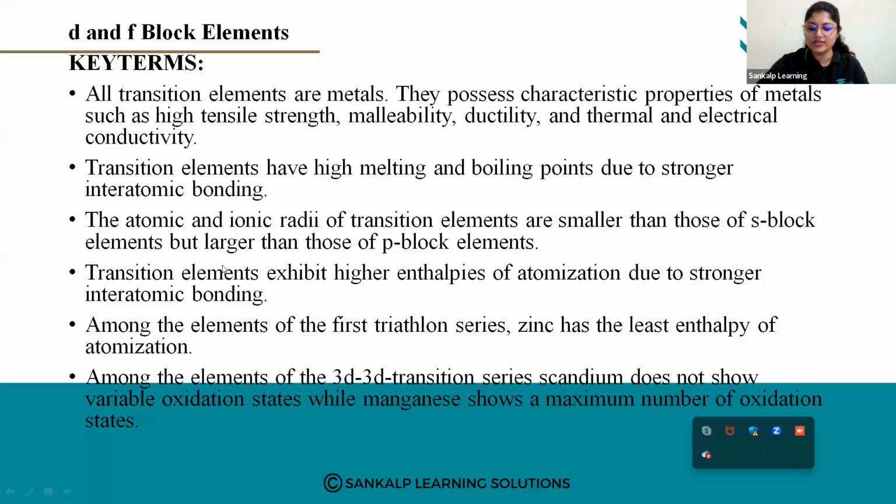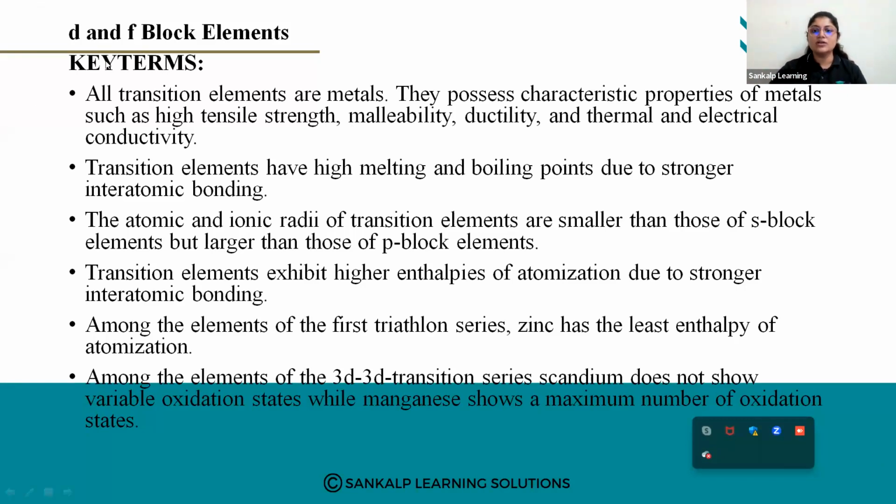So good evening, students. Today we are going to start with a new chapter, that is D and F block elements. In the periodic table, you have seen there are different groups. S block elements are there, P block elements are there, D, F, right? So these are the different groups of elements which are grouped in the periodic table.